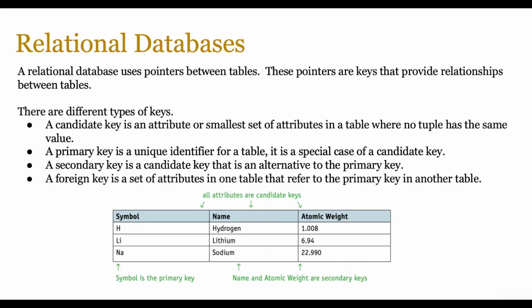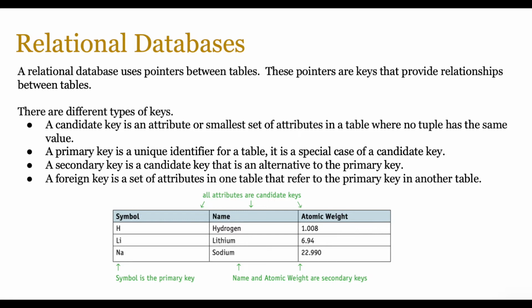The key term relational means that there is a relationship between two different tables in a database. So a relational database uses pointers between the tables to link them together. These pointers are keys that provide relationships between tables, and there are different types of keys. Now at IGCSE, you would probably be introduced to the concept of primary key, which is basically a unique identifier for each row in a table.